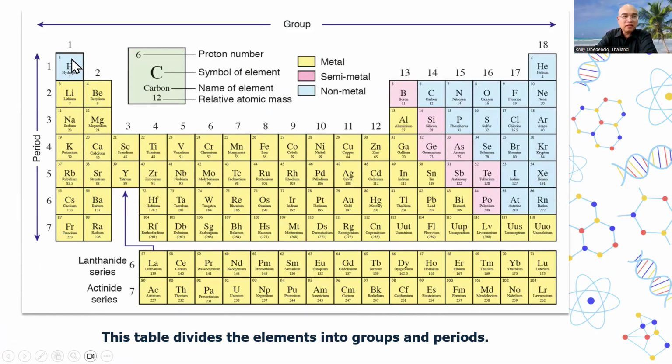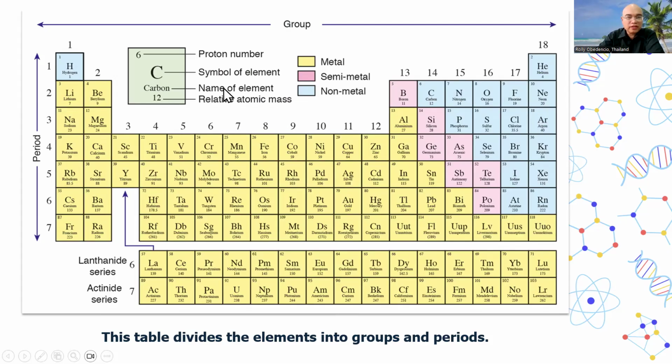You see the colors here: light sky blue, and we have the yellow color, and then we have the pink color. All right, now I want you to understand that the color here, yellow, is the metal, and this pinkish is the semi-metal, and then the bluish is the non-metal.